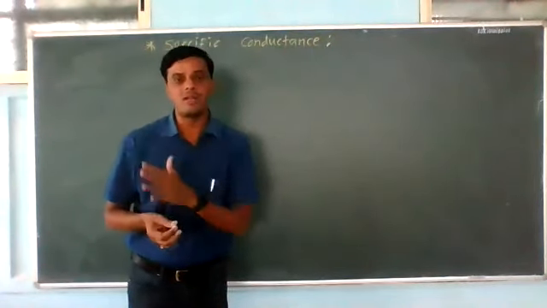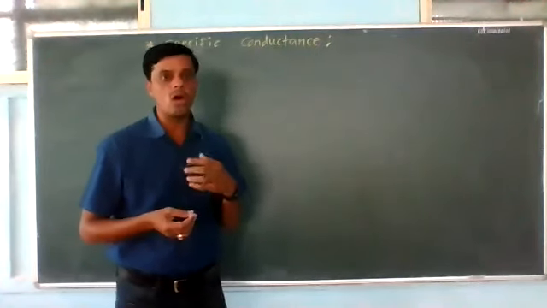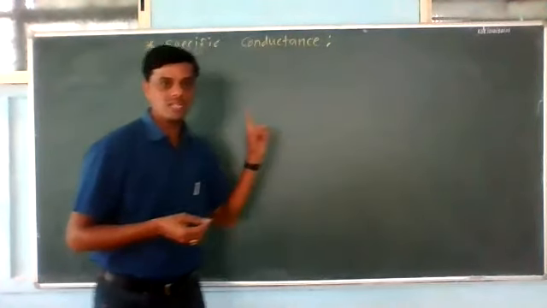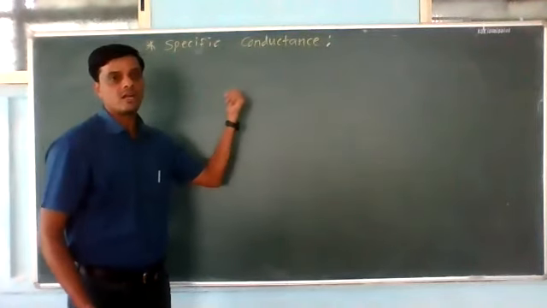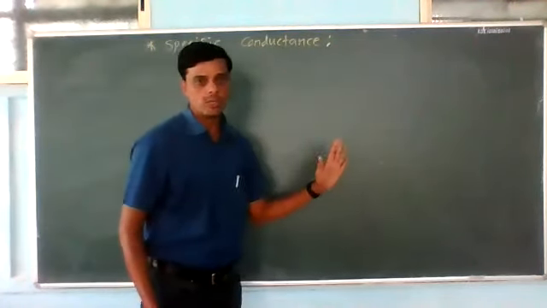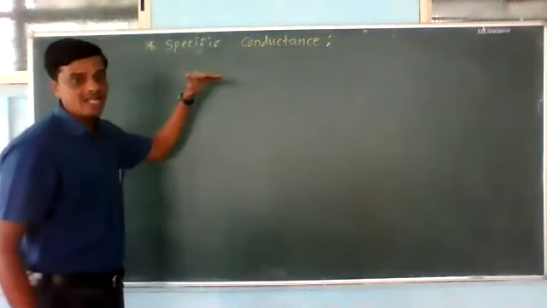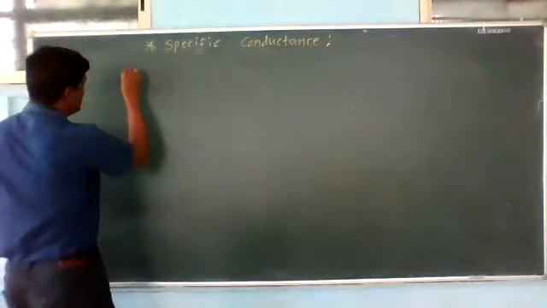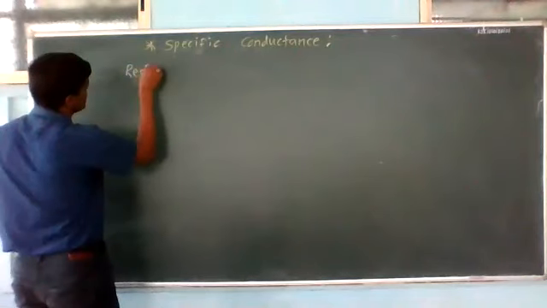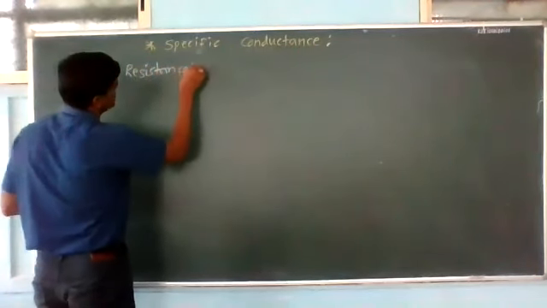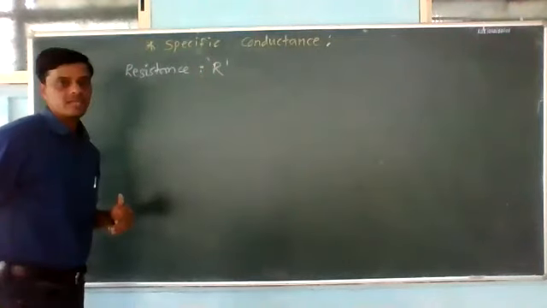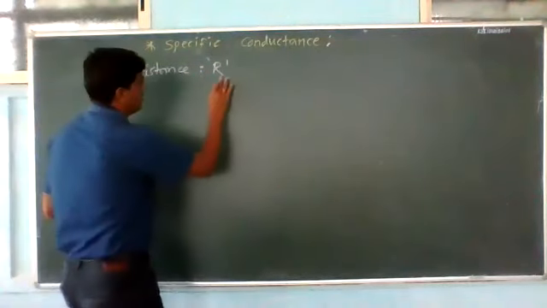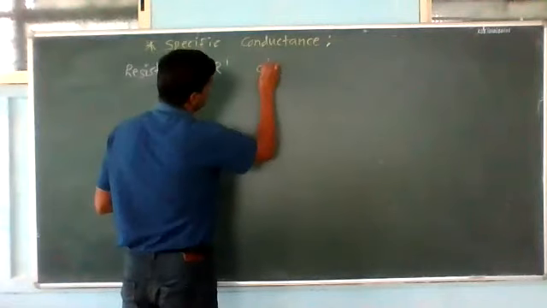The ability of the conductor to resist the flow of electric current is called resistance. And the smaller the resistance, the greater the electric current passing through the solution. Here R is a resistance, which is represented by the capital letter R and which is measured in terms of ohm.